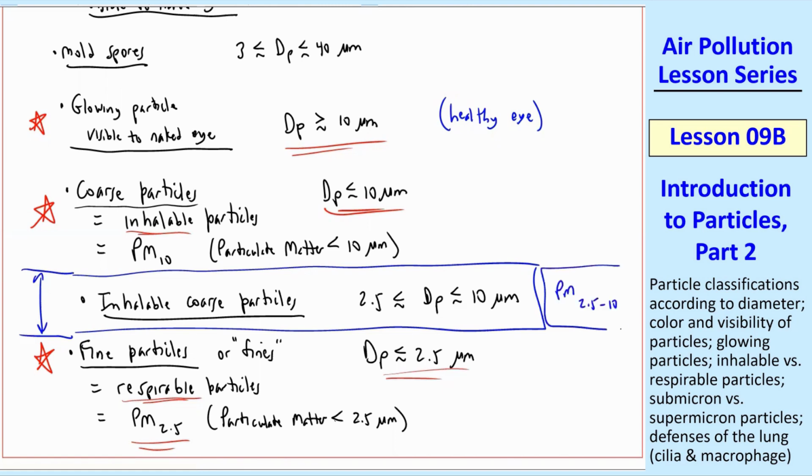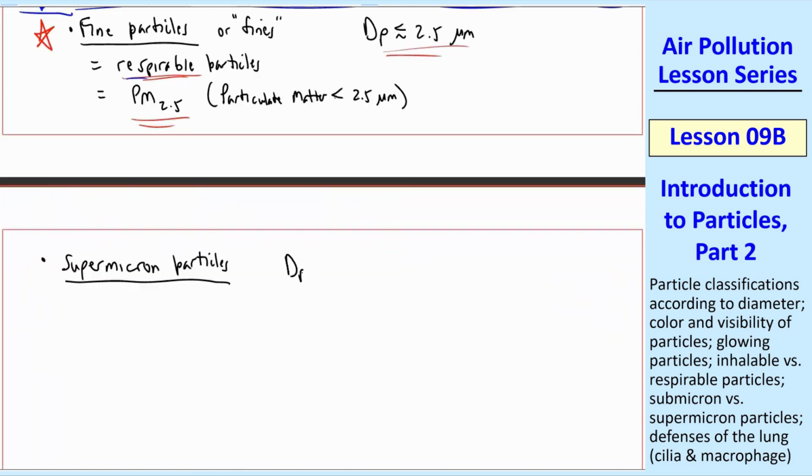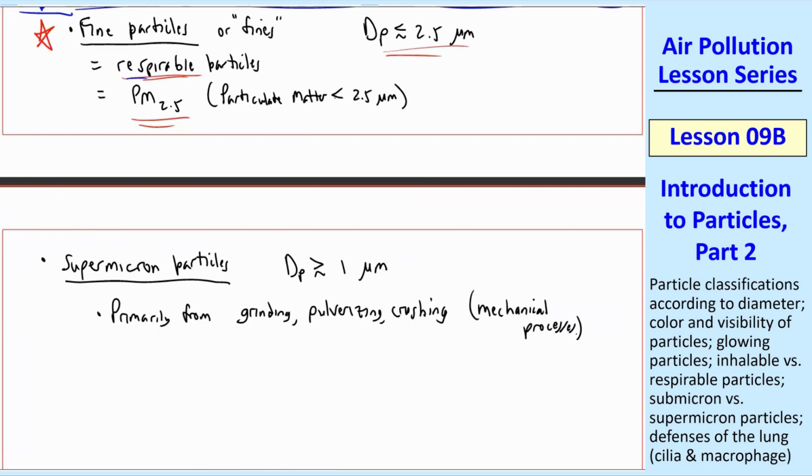We can call them PM 2.5 to 10. So these are still coarse particles because they're not small enough to be respirable, but they are inhalable. So they call them inhalable coarse particles. Supermicron particles are particles greater than about a micron, as their name implies. These are primarily from grinding, pulverizing, and crushing mechanical processes. For example, talcum powder. They're also called dust.